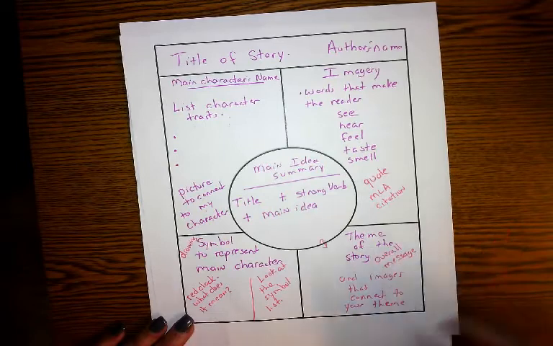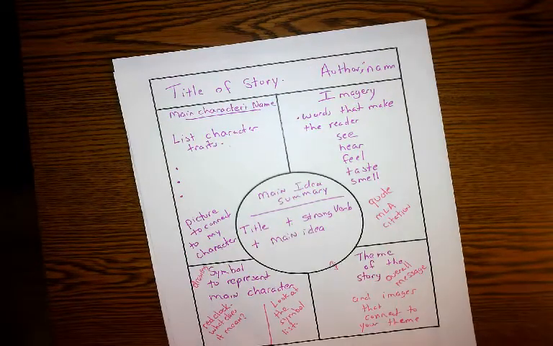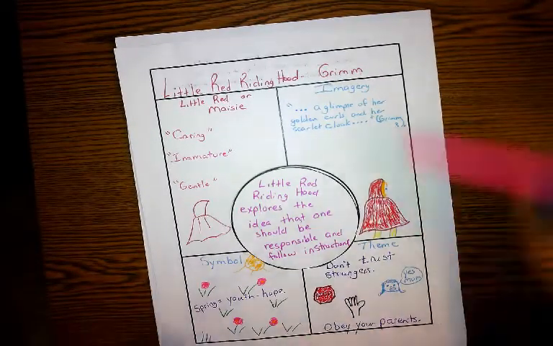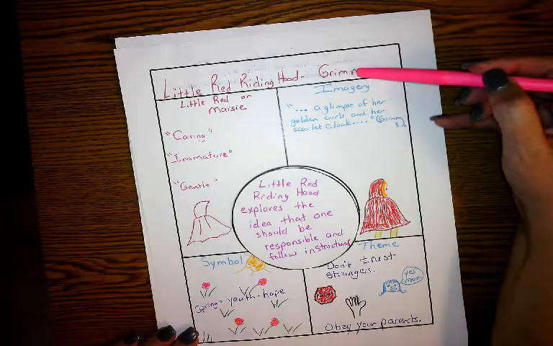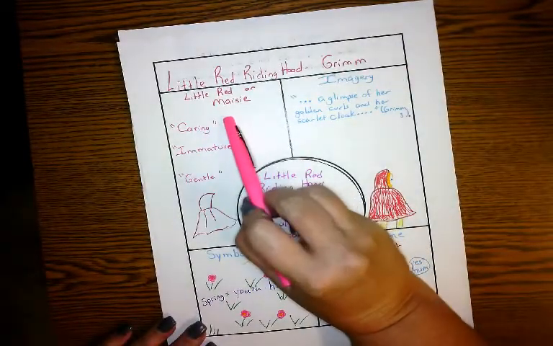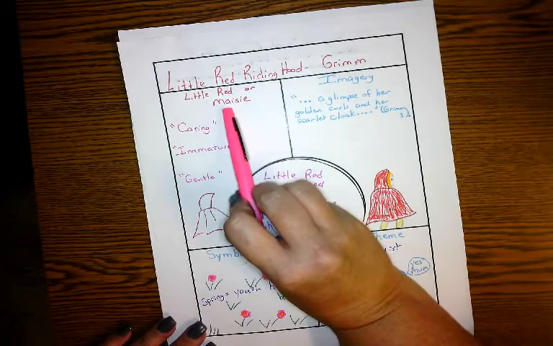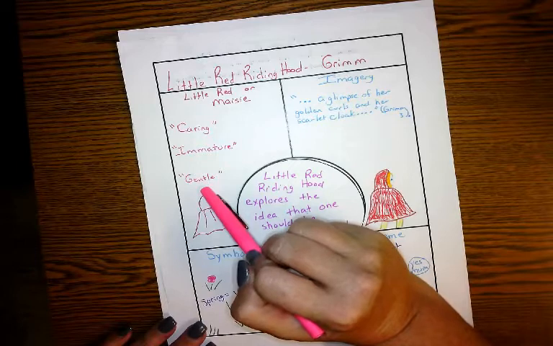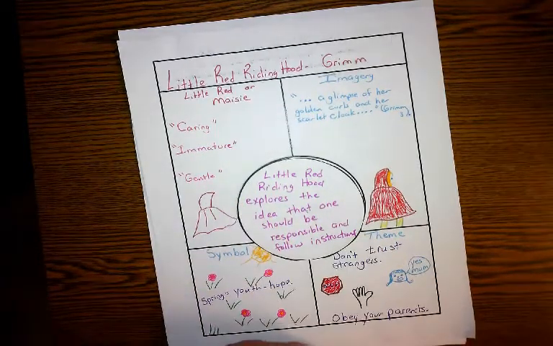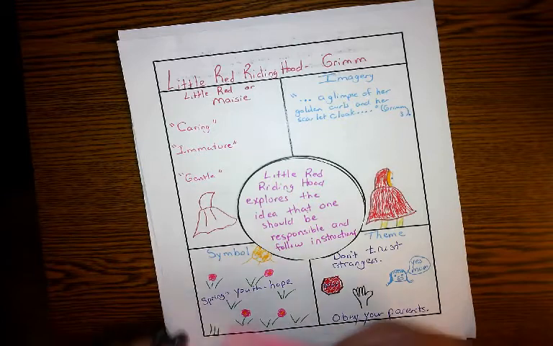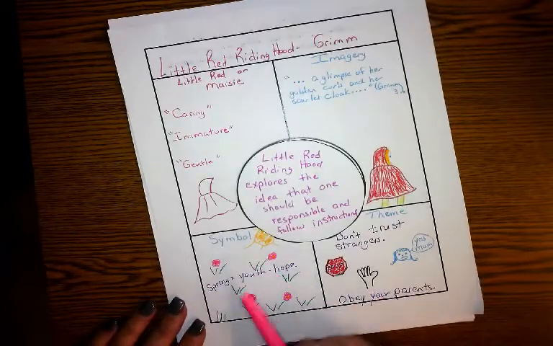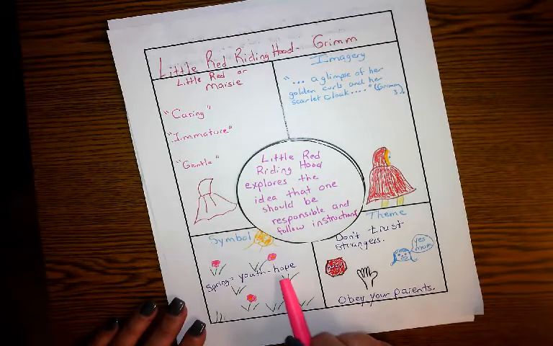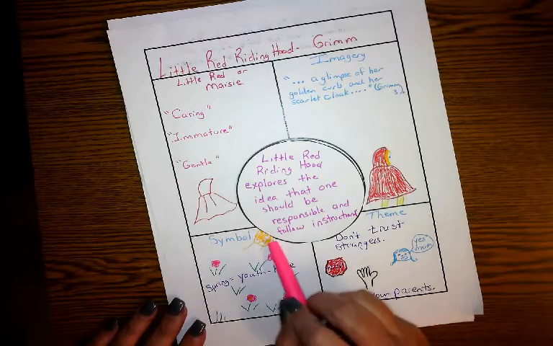Now, this is what your finished product kind of looks like. There's my title and my author. Here is my character, Little Red Riding Hood or Maisie. Here are my 3 character traits. And then I drew her red hood because I don't draw very well. Here is my symbol. I said her symbol is spring, which represents youth and hope. And so then I drew a little sun and some flowers just to represent spring.